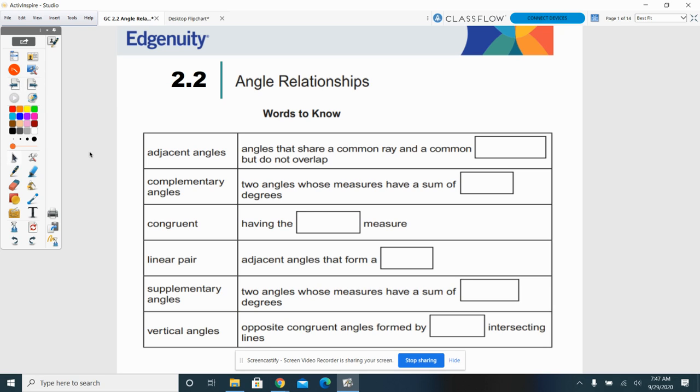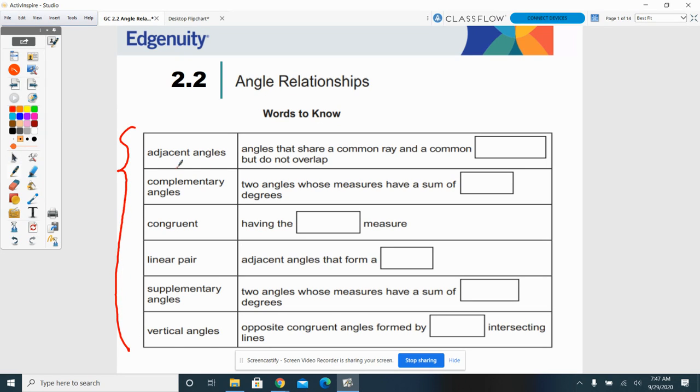Hi guys, today we're going to talk about angle relationships. And I almost wish that this section was the first section because a lot of this stuff we already talked about when we were identifying angles. So this might be a little bit of review, but we're really going to practice with the vocab today. These are the words that we hope to know pretty well by the end of the lesson.